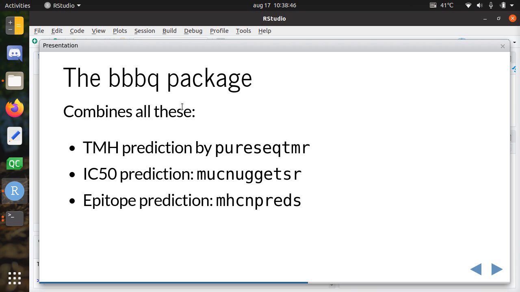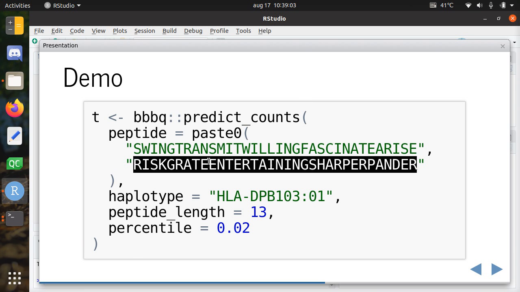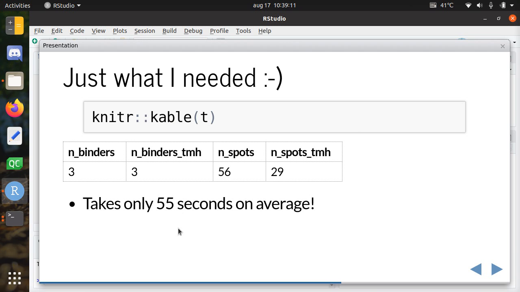In the end, I wrote a package to combine all of these, called the Bilderbig-Bianchi-Bogaert question. It does TMH prediction, IC50 prediction, and determines if it's a binder or not. So this is how it looks. You put in a peptide, a protein, a haplotype, the length of the peptides binding to the MHC complexes, and the percentile at which you call something a binder, and you get exactly the table I showed earlier. That only takes 55 seconds on average. That's easy, because you can then run it on a computer cluster where you have thousands of nodes, so that should be easy.